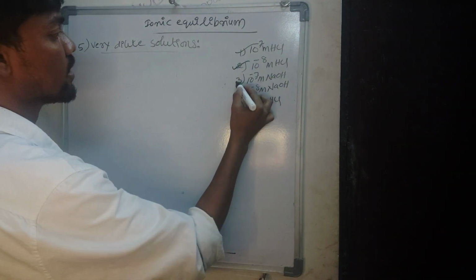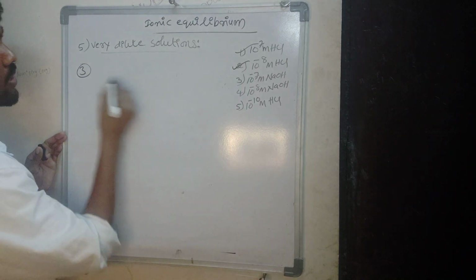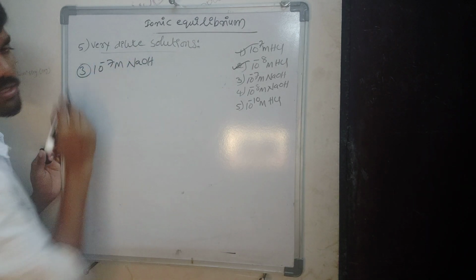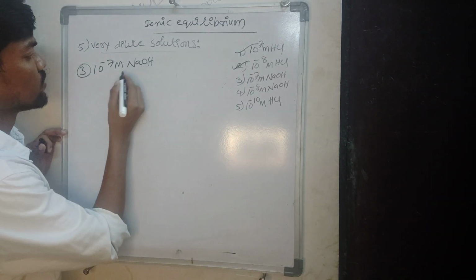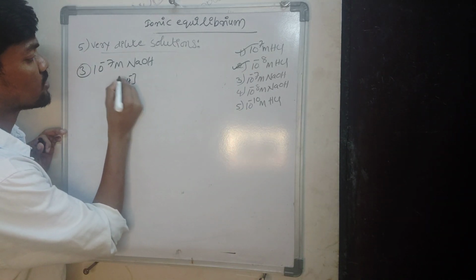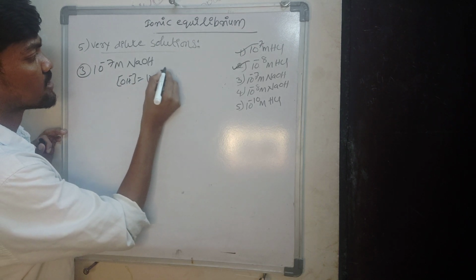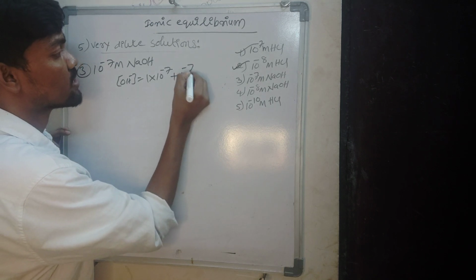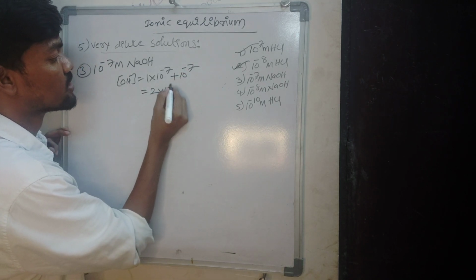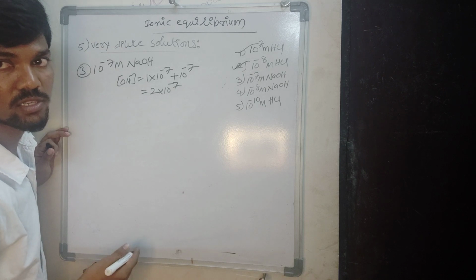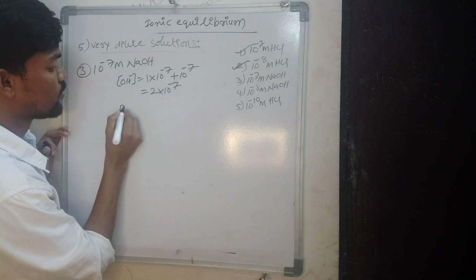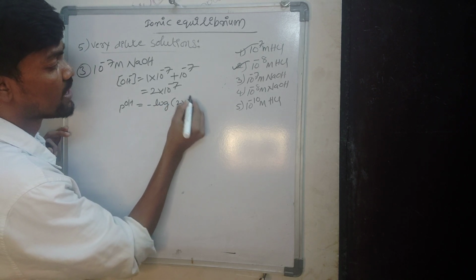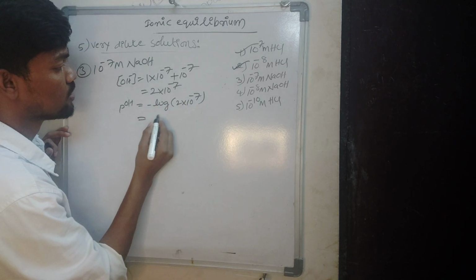Okay, this is over. Next comes the third one. The third one is 10 power minus 7 M NaOH. So go for this one. The OH minus concentration, how much is it? Valency factor 1 into 10 power minus 7. So this is nearer to the H plus water concentration, so we have to add 10 power minus 7. How can you find out? 2 into 10 power minus 7. You have to do the calculation easily. So what is the formula? The pOH formula. pOH is how much? Minus log 2 into 10 power minus 7. What is the value?